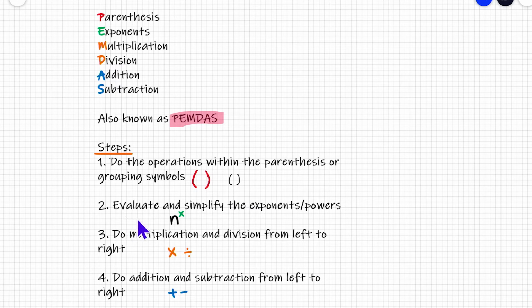And then the second step is to evaluate and simplify the exponents and the powers. I covered this in my last video, so go check that out once again. Then do multiplication and division from left to right. And then finally do addition and subtraction from left to right. I'll explain that later. I tried to color code it. So P, parentheses, is red, E, exponents, is green, M and D, multiplication and division, are orange, and then A and S, addition and subtraction, are blue.